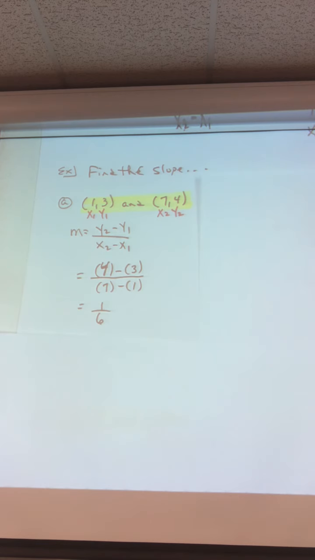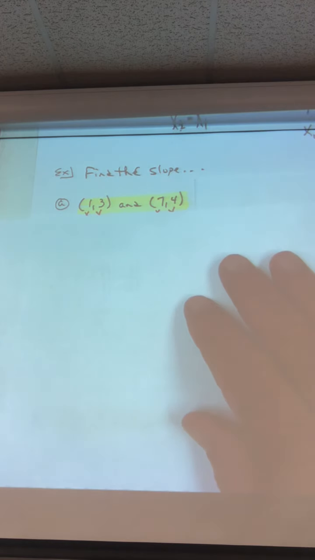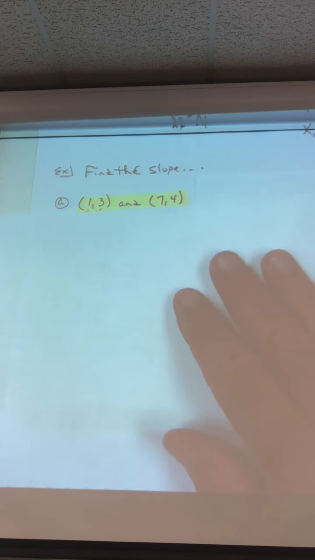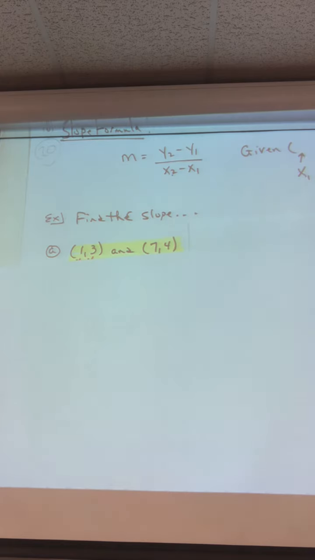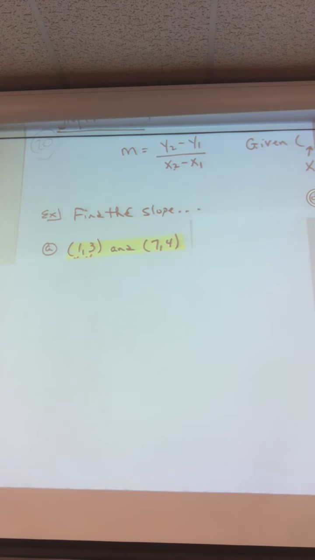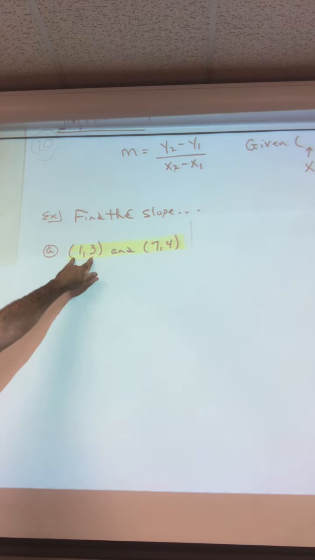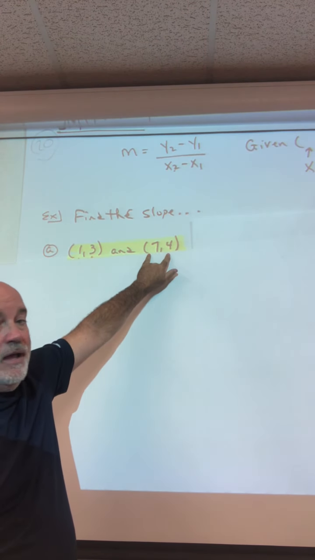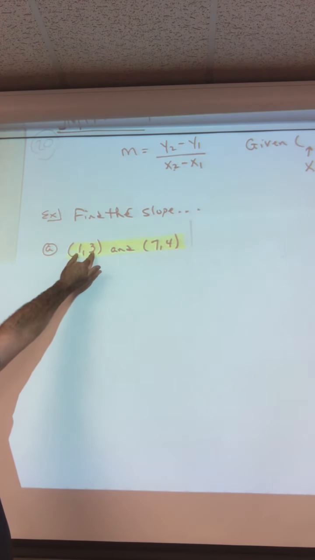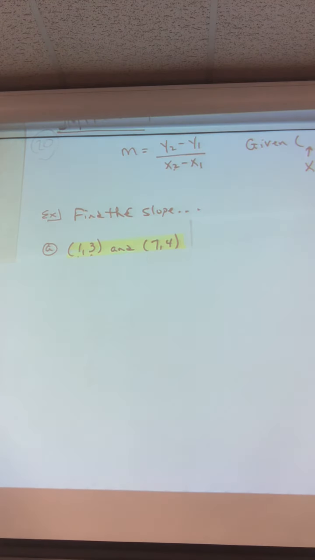Okay, I'm assuming that you've done this now, so let me go back over it. So here's what we do. The instructions here say, find the slope of the line that goes through these 2 points. (1, 3) and (7, 4). All right, the first thing we do is this. Every ordered pair is always an x, y. So this is an x, y. This is an x, y. But since this one's listed first, I'm going to call it x1, y1.